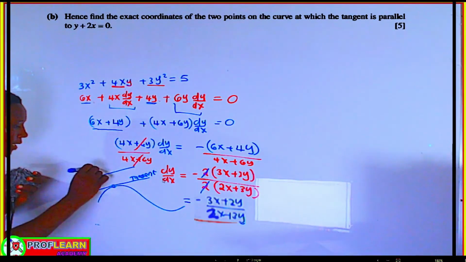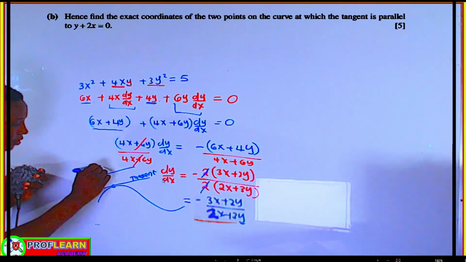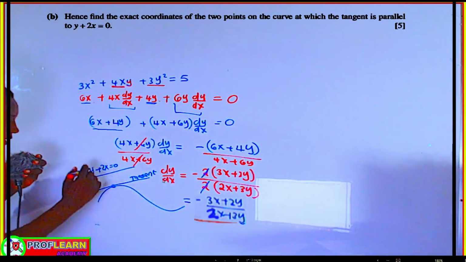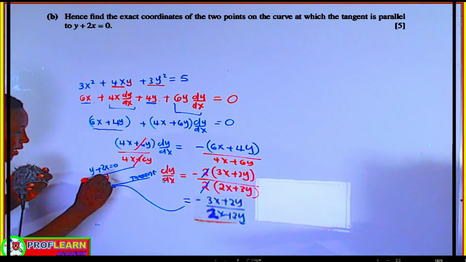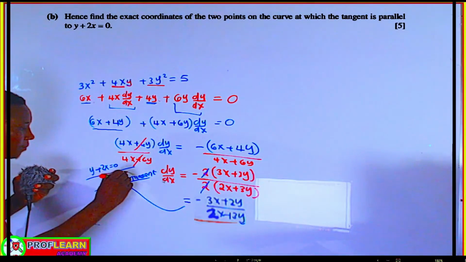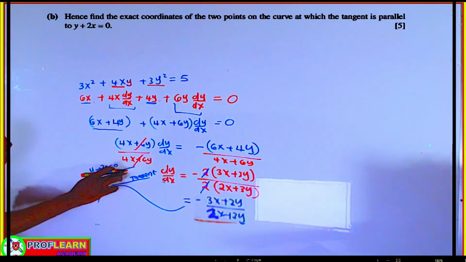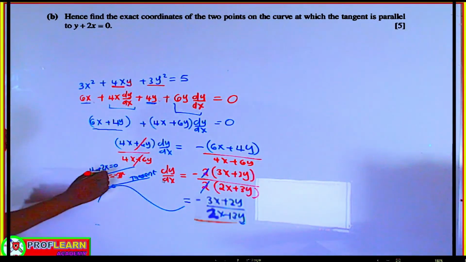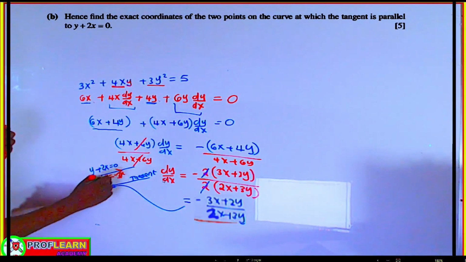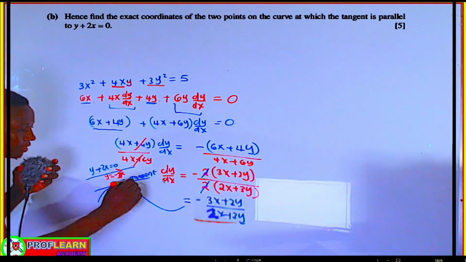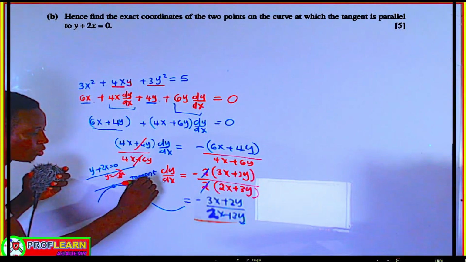and this is the line y plus 2x equals 0, it means from this line that we are given, we can rearrange it and say this is going to be minus 2x plus 0. So the y-intercept for this line is 0. So this is y equals minus 2x. It means that this line has a gradient which is negative 2. So if this line and this tangent are parallel, it means the tangent is also going to have a gradient equal to negative 2.